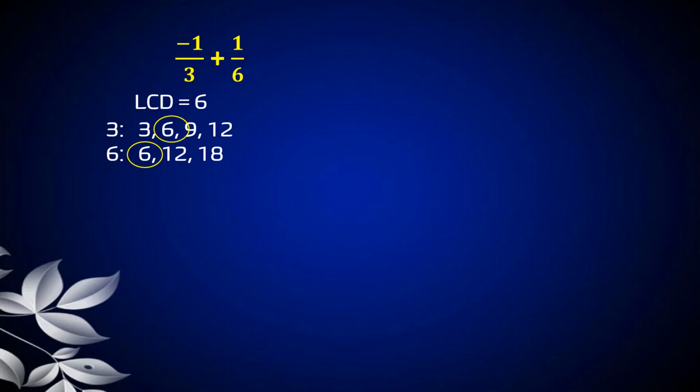So, from the given fractions, si negative 1 over 3, ang kailangan nating kunin ang equivalent fraction. So, negative 1 over 3 is equal to blank over 6. So, hanapin natin yung numerator. So, let's divide the denominator. 6 divided by 3 is equal to 2. Then, times negative 1 is equal to negative 2. So, ang ating bagong fraction ay negative 2 over 6. Si 1 over 6, hindi na natin siya gagalawin kasi ang kanyang denominator ay number 6 na. So, we have negative 2 over 6 plus 1 over 6.